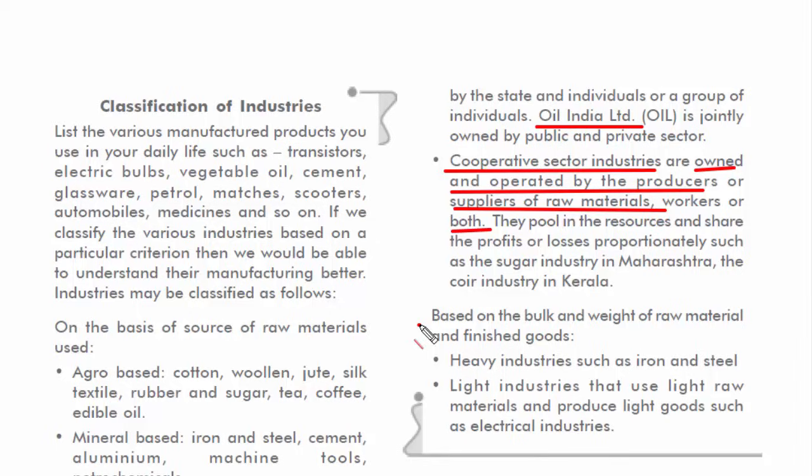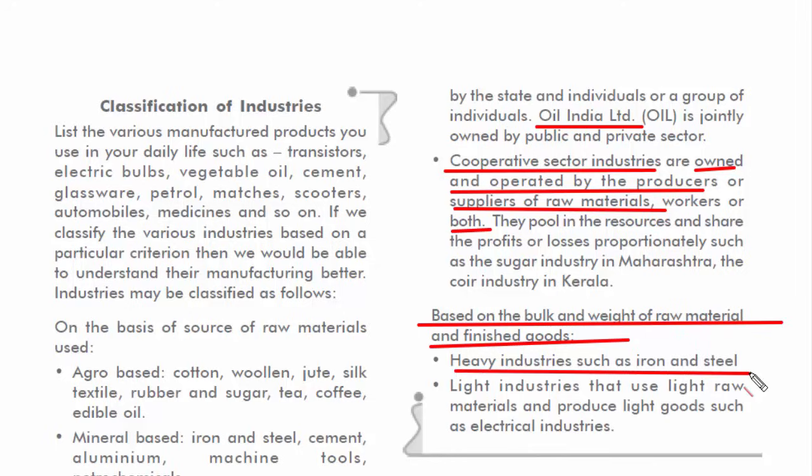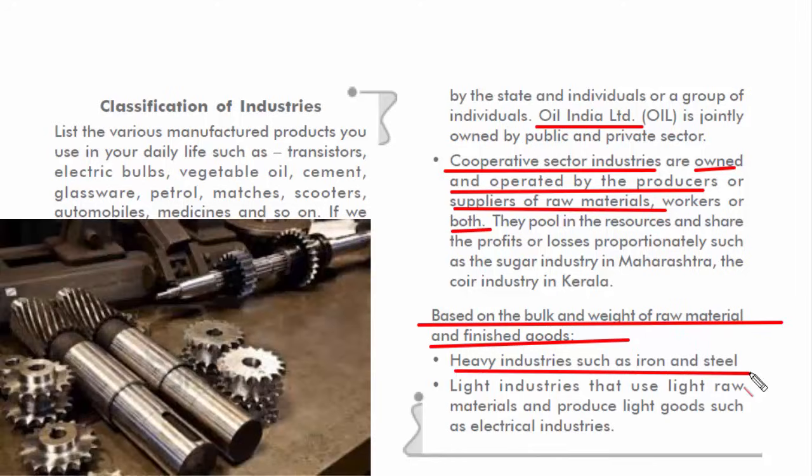And the last form of classification of industries is based on the weight or bulk of raw material or the finished good that they produce. So under this we have heavy industries such as iron and steel industries. And because iron and steel are the backbone of any nation's economy, that's why they fall under the heavy industry, because they do some heavy duty work.